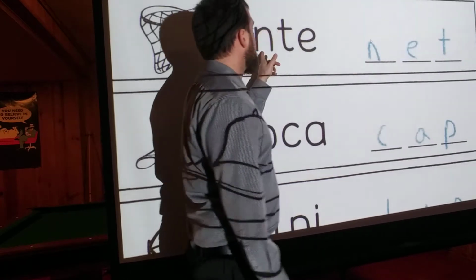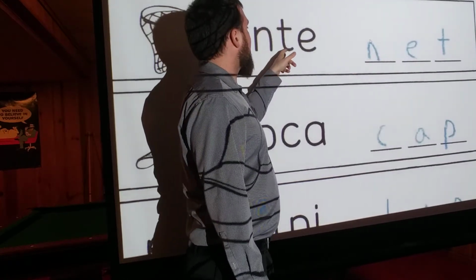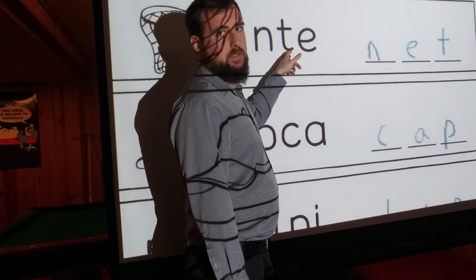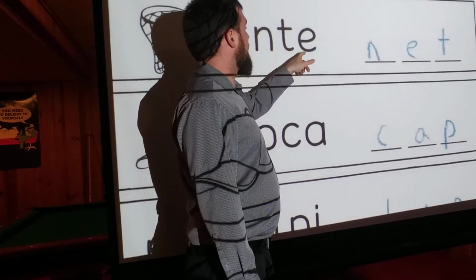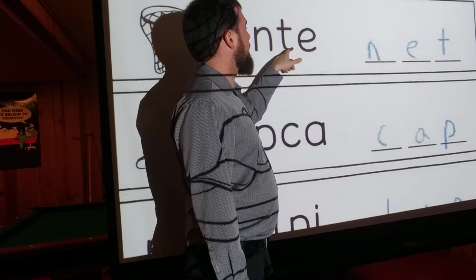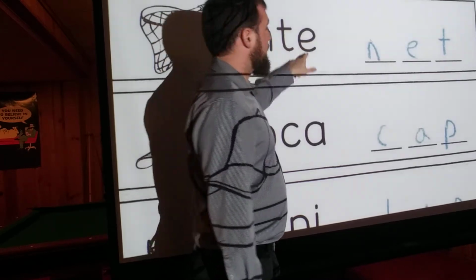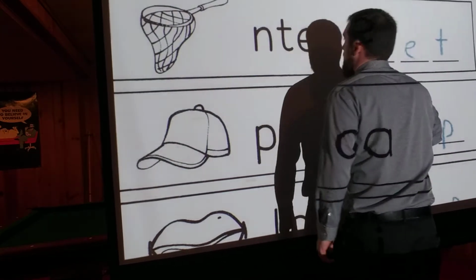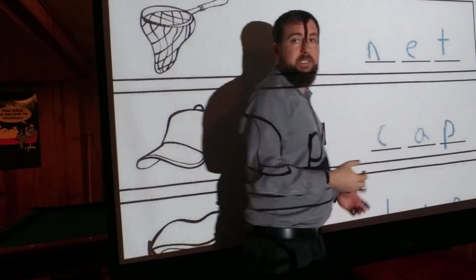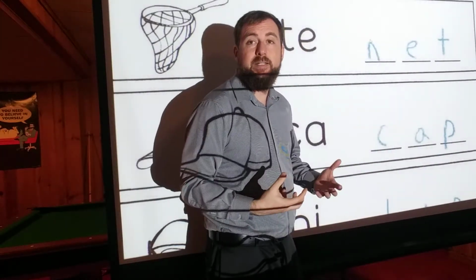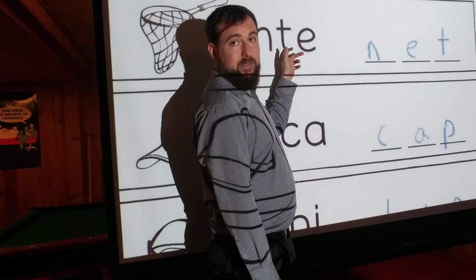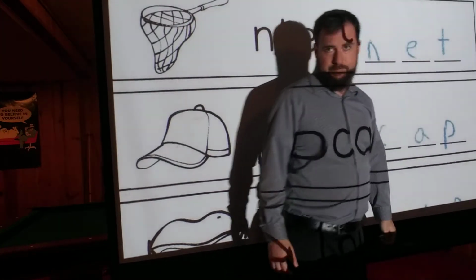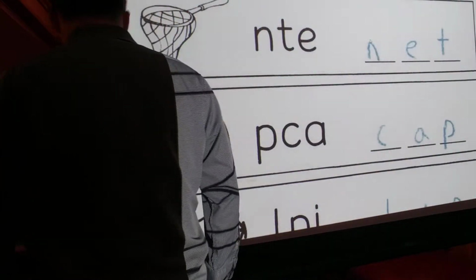But next, N, eh. Does T make the sound? No, it doesn't. So that doesn't work. What letter makes the sound? It's the E. So the E goes here. N, and then T. What letter makes the T sound to end net? It's the T. N, E, T. Net. Good. Okay, next.